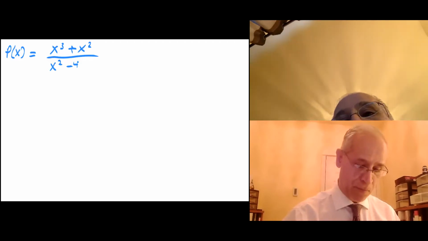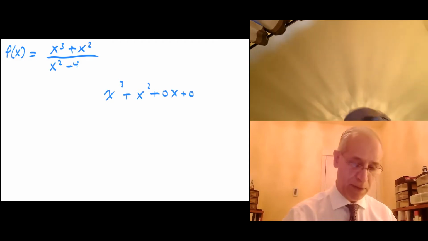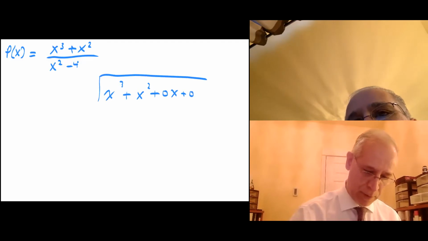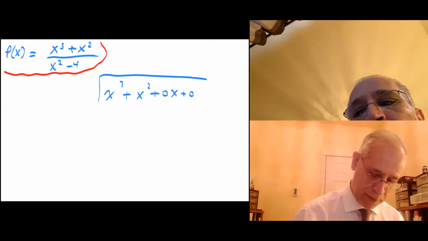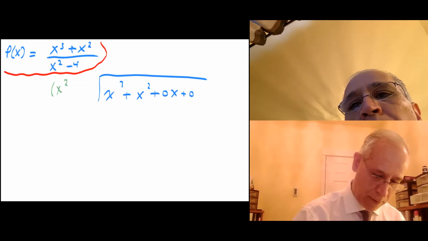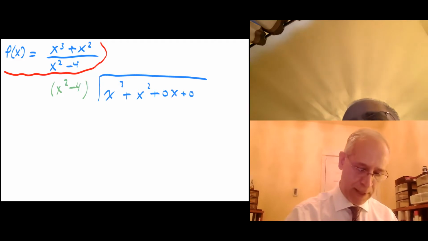long division. I have x cubed plus x to the second plus 0x plus 0 using the dummy variables. And I'm going to divide that by, put a line around this so they don't get mixed, x squared minus 4. Okay, so the first thing I need is x up here. x times x to the second is x cubed minus 4x, writing it under x's.